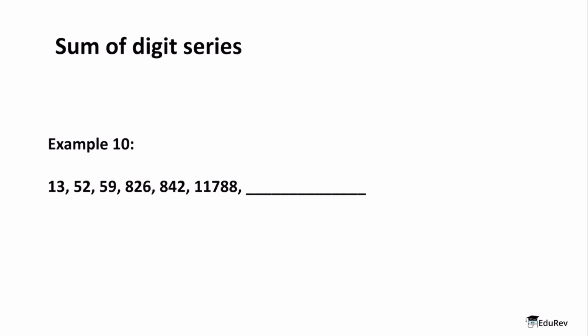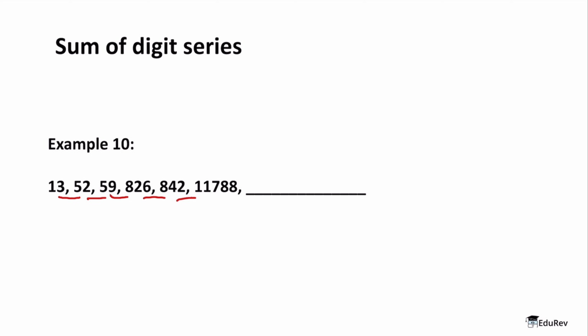Now let's look at our next example, which is example number 10. Here our series is 13, 52, 59, 826, 842, 11788. Here, as you can see, at times the series is increasing at a very fast rate, but at times it is increasing at a slow rate. So 13 to 52 is a jump, but 52 to 59 is slow. 59 to 826 is once again a huge jump, while 826 to 842 is slow. And then 842 to 11,788 is once again a huge jump.